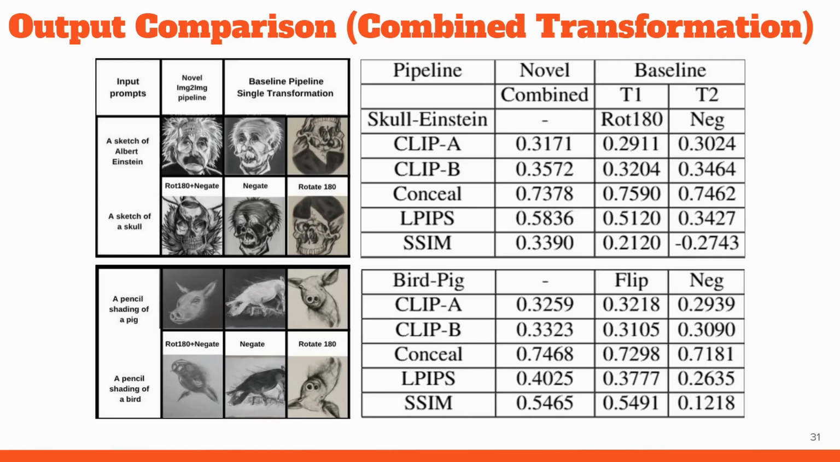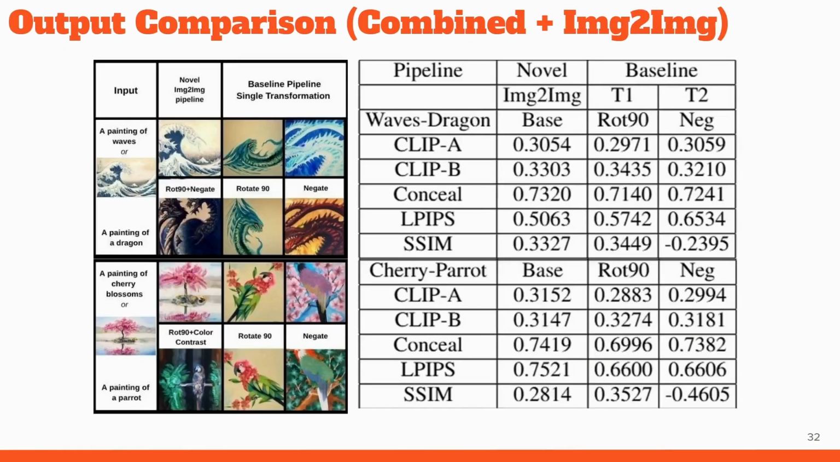Our method maintains strong CLIP alignment while achieving high LPIPS and concealment values, indicating that the views are both semantically correct and perceptually distinct. Moving to the combined plus image to image results. We additionally introduce image conditioning using a reference image, which acts as a structural anchor during generation. Here, the improvement is even more noticeable. Examples such as Waves Dragon and Cherry Blossom's Parrot preserve the style and structure of the reference image while still producing two clear interpretations. The outputs are more coherent, visually appealing, and balanced across both views.